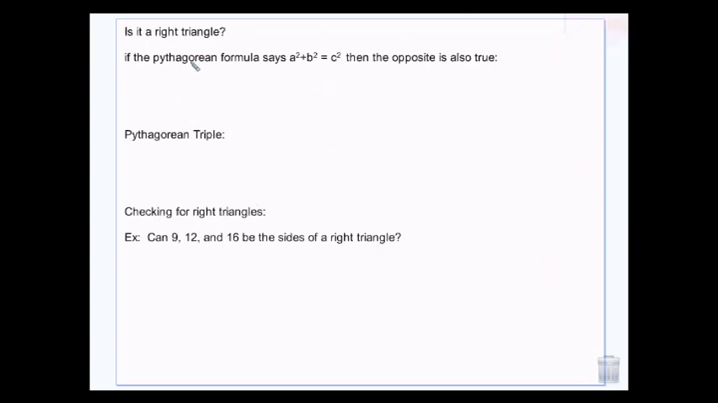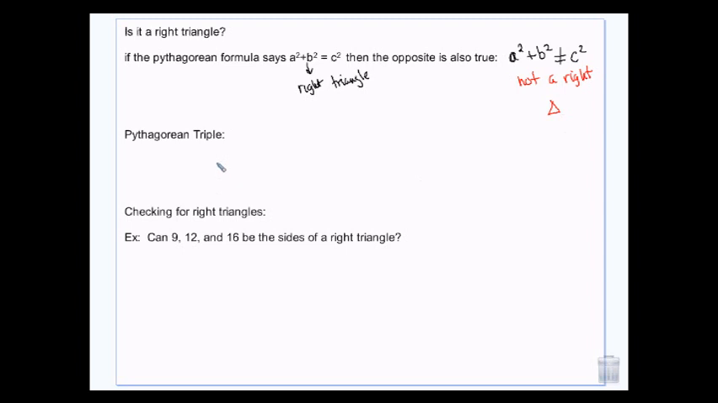So the Pythagorean formula says A squared plus B squared equals C squared. This is for a right triangle, correct? You said 6 squared. Where does it say 6? Well, if I have A squared plus B squared and it does not equal C squared, it's not a right triangle. So if it does equal C squared, it is a right triangle, and if it does not equal C squared, it is not a right triangle.